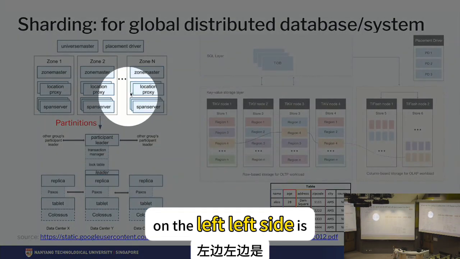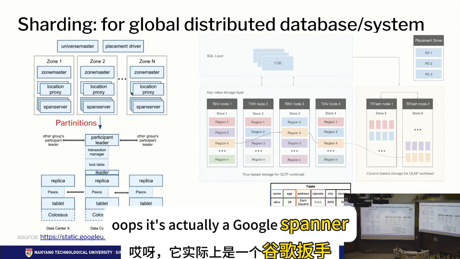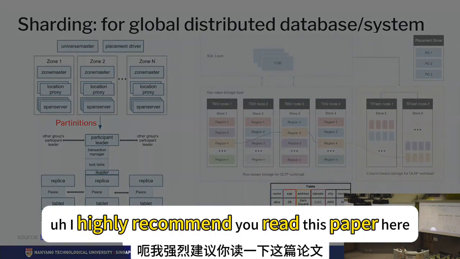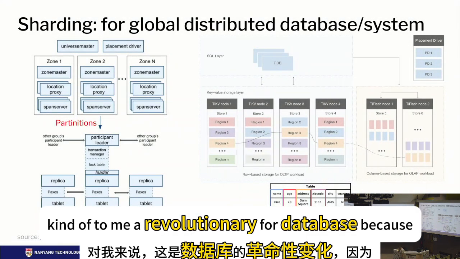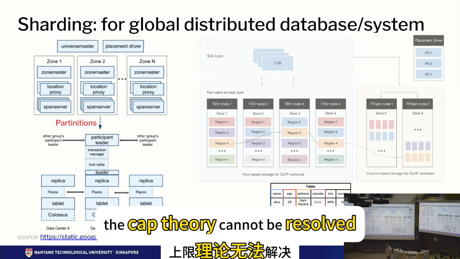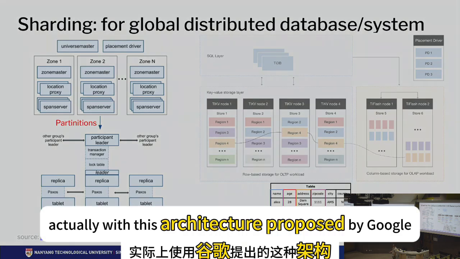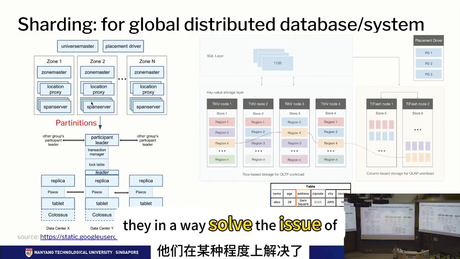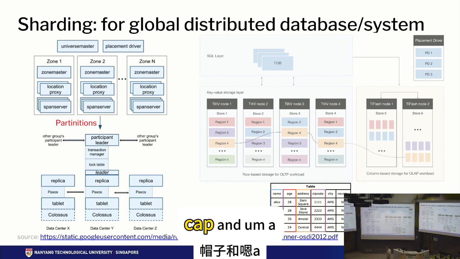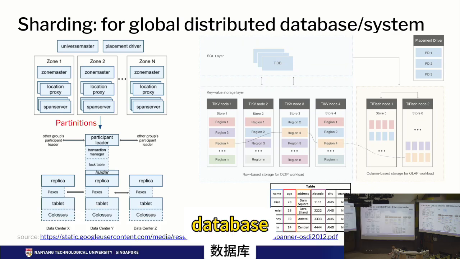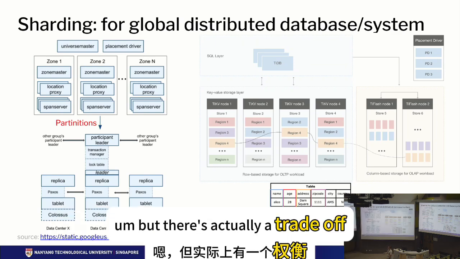So this is a little bit more complicated database. On the left side is actually Google Spanner. I highly recommend you read this paper here. To me, this is kind of revolutionary for databases, because last session we mentioned the CAP theorem cannot be resolved. Actually, with this architecture proposed by Google, they in a way solve the issue of CAP. Google sometimes mentions they are a CAP database, but there's actually a trade-off.